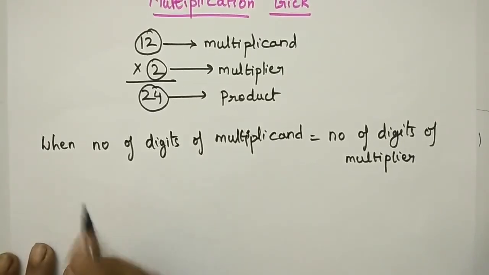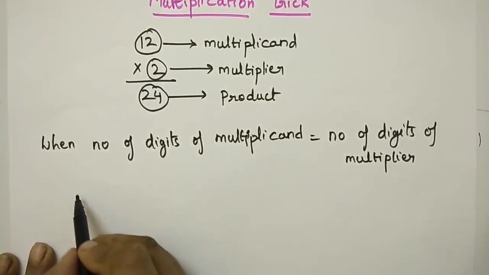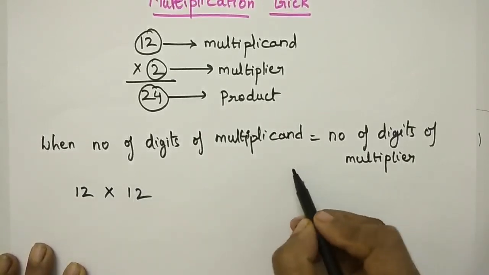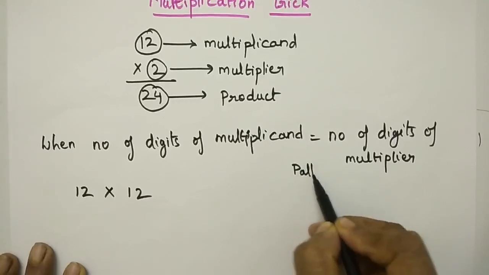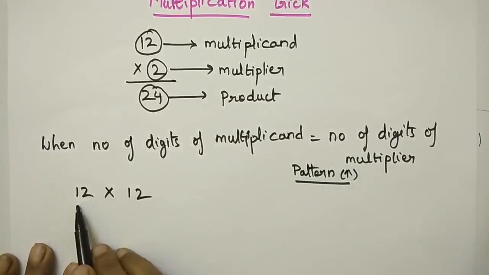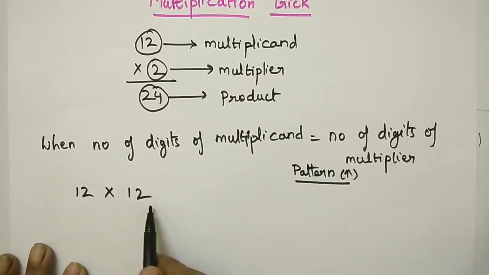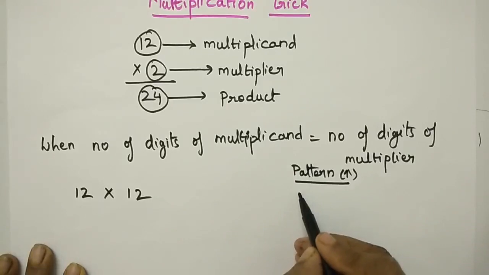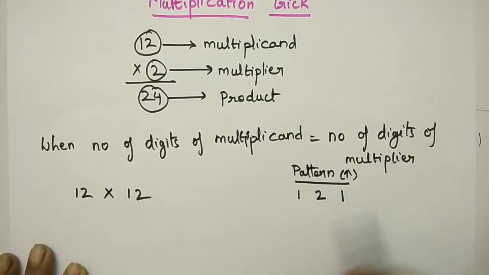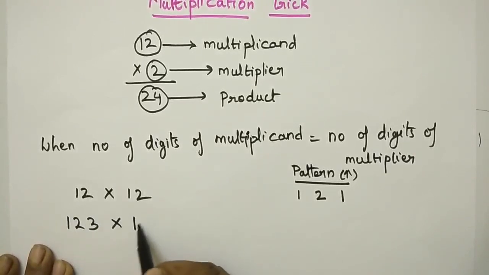For example, the multiplicand contains 2 digits into 2 digits. The pattern of that arrow will be, here 2 digits, right? Multiplicand is 2 digits and multiplier is 2 digits. Then the pattern should be 1, 2, 1. Okay? If it is of 3 digits, 1, 2, 3 into 1, 2, 3. Here 3 digits, here 3 digits.